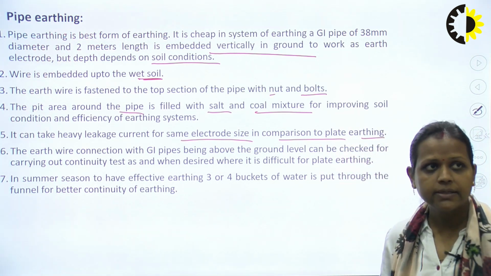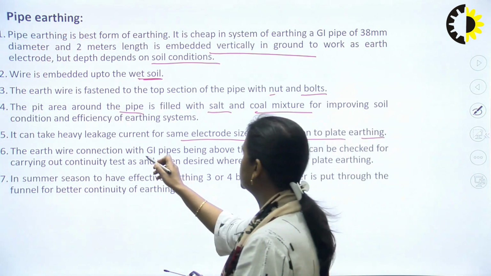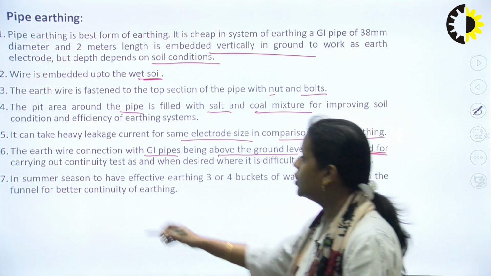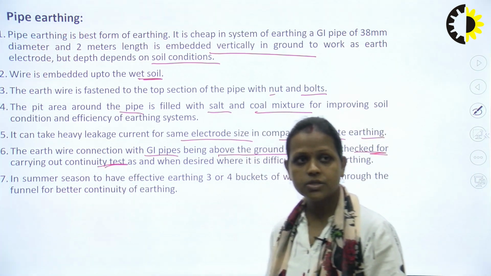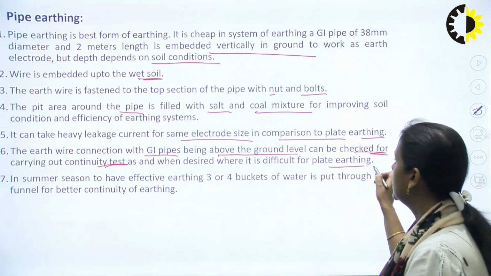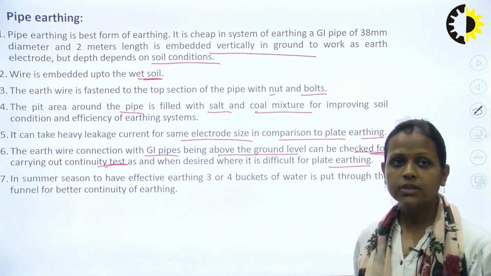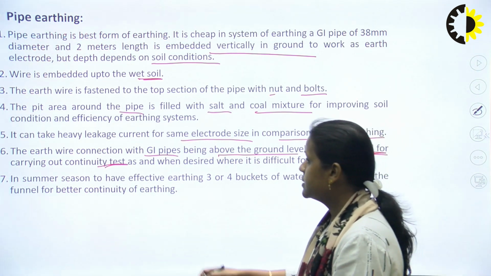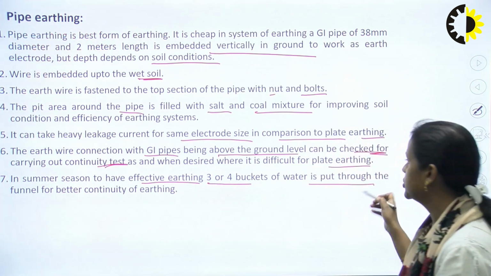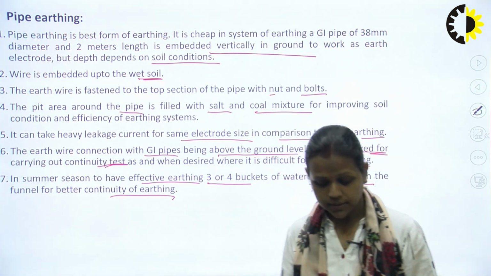If you compare with plate earthing, the earth wire connection with the GI pipe being above the ground level can be checked for carrying out a continuity test, right? We can check it for the continuity test when desired, where it is difficult for plate earthing. So in the summer season, to have effective earthing, 3 or 4 buckets of water are put through the funnel for better continuity of earthing in this method.